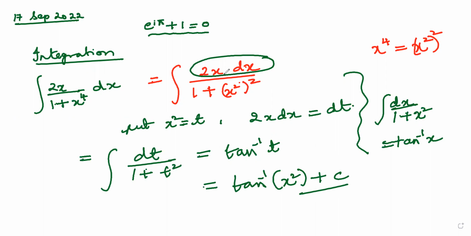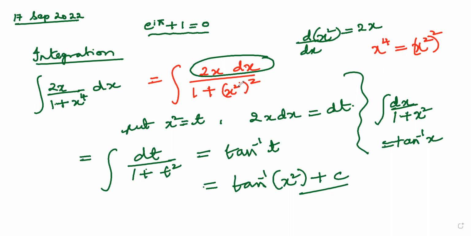It's only that you have 2x dx, and for this you need to know differentiation. When we did differentiation, we saw that d by dx of x square is 2x, so d of x square is 2x dx. I hope up till here it's been clear to you.